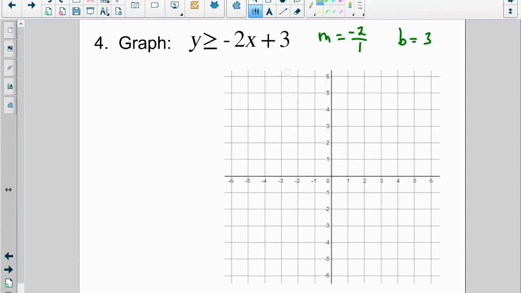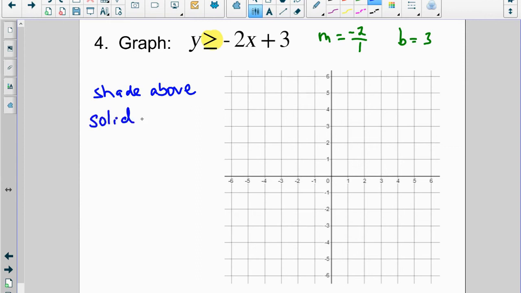And then my inequality symbol tells me 2 things. The first item is that it's greater than, so I'm going to shade above the line, because remember, greater than, think higher numbers, bigger numbers, shade above. But then I also have the or equal to, and that's just going to tell me to draw a solid line to indicate everything on the line is also a solution.